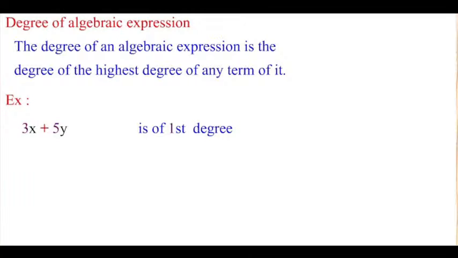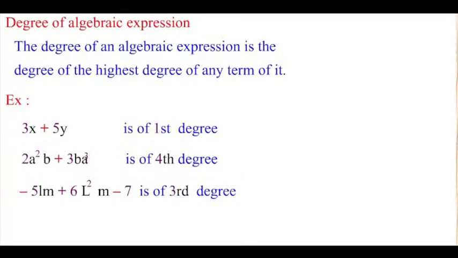3x plus 5y is of the first degree. 2a squared b plus 3ba power 3 is of the fourth degree. 5lm plus 6l squared m minus 7 is of the third degree.